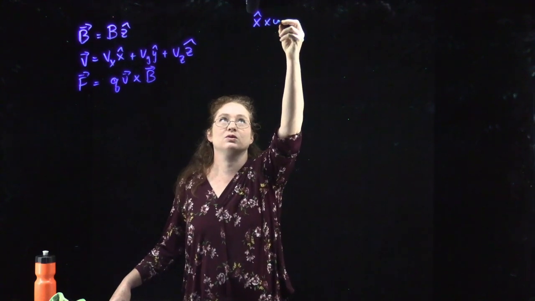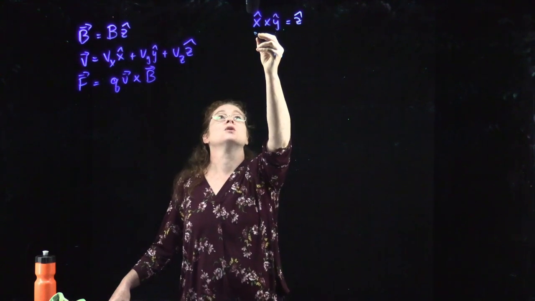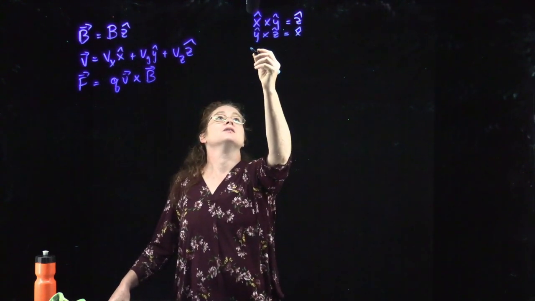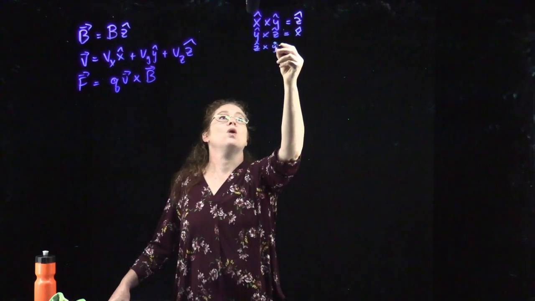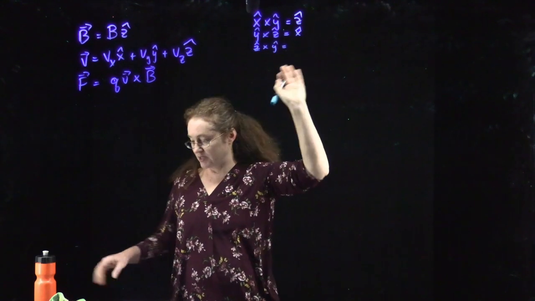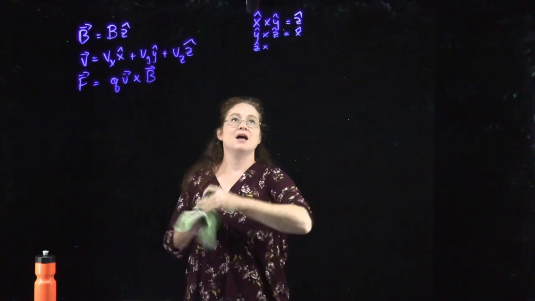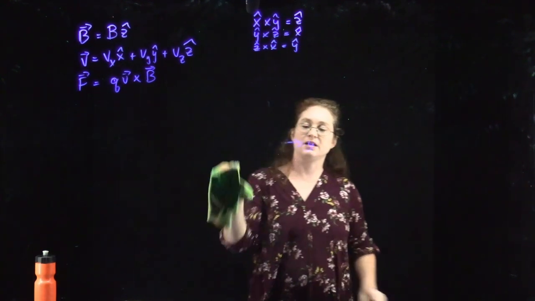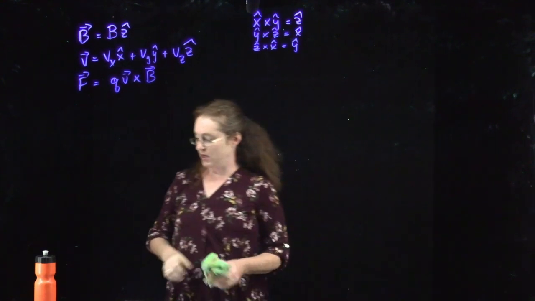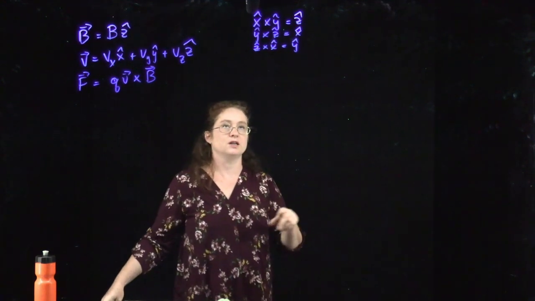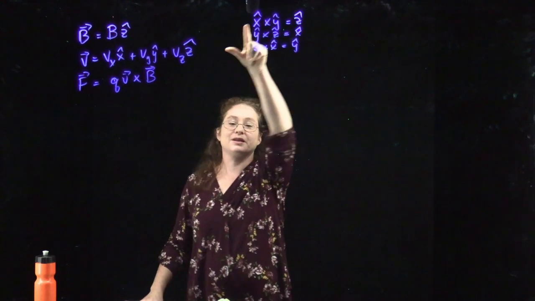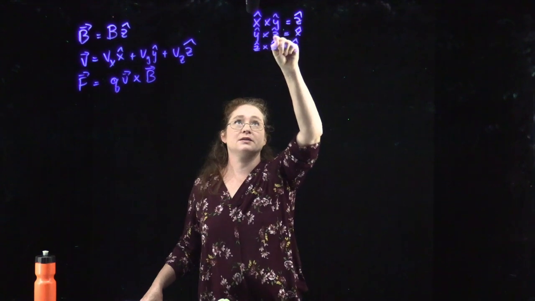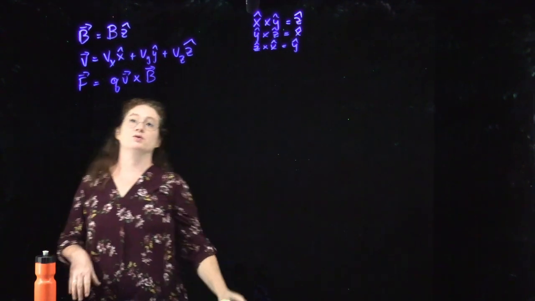So we have x hat cross y hat is z hat, y hat cross z hat is x hat, and z hat cross x hat is y hat. I just double checked that, and I would advise that you check it yourself real quickly. If you have a right-handed coordinate system, every time you go in alphabetical order, x, y, z, x, y, z, it's positive. So I'm going to use those for doing the cross product.